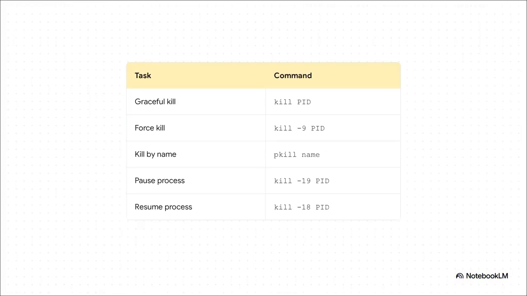So let's do a quick-fire recap. For graceful shutdown, you use kill and the PID. If that doesn't work, kill -9 is your last resort. To pause a process, it's kill -19, and to resume it, kill -18. And if you need to target by name, just remember pkill. This right here is your go-to reference.